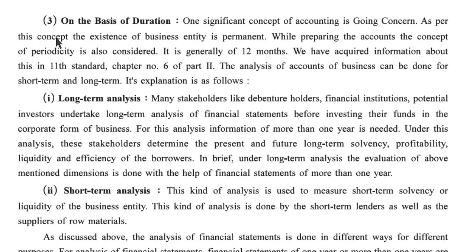Now, on the basis of duration, one significant concept of accounting is going concern. As per this concept, the existence of a business entity is permanent. While preparing the accounts, the concept of periodicity is also considered. It is generally 12 months. We have acquired information about this in 11th standard, chapter number 6 of part 2. The analysis of accounting of a business can be done for the short term and the long term. Its explanation is as follows.